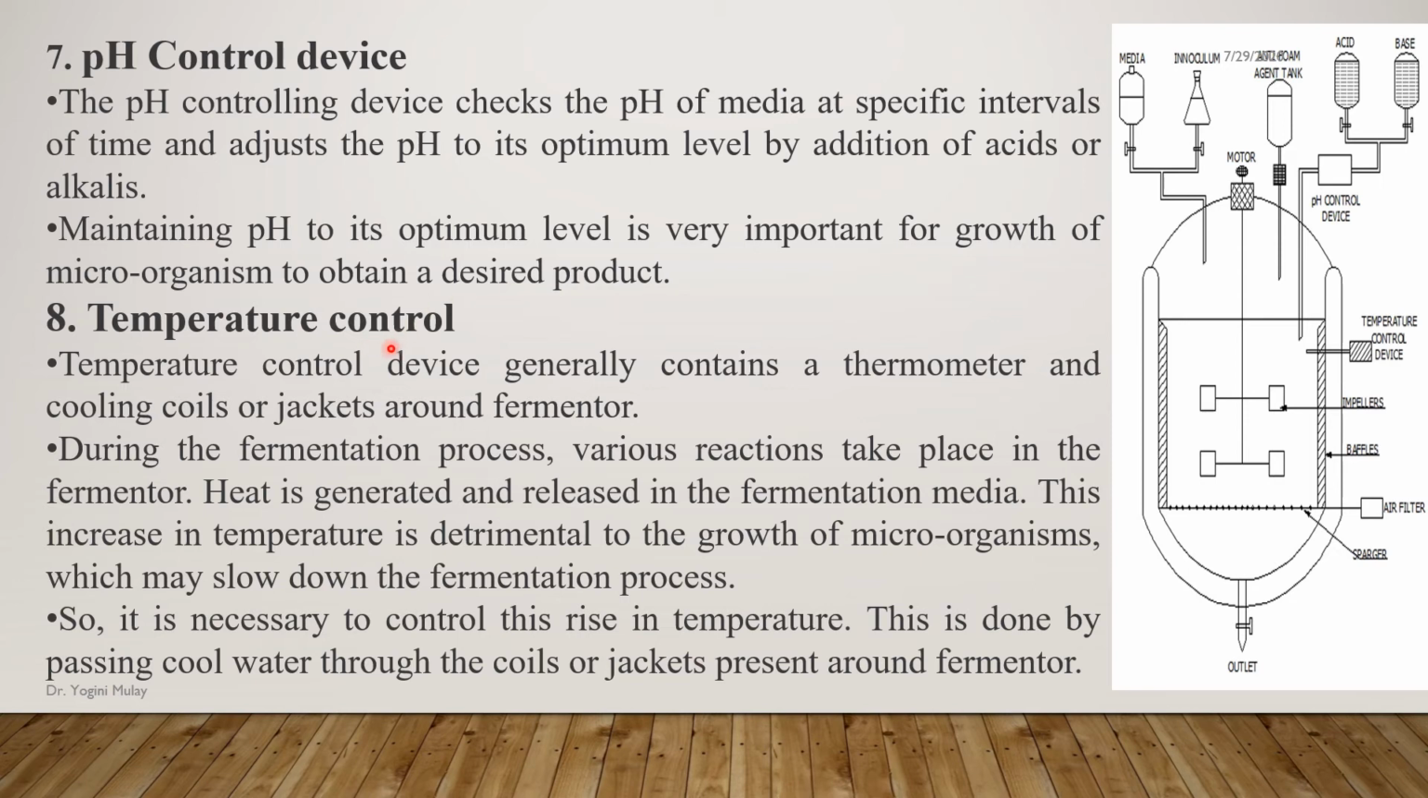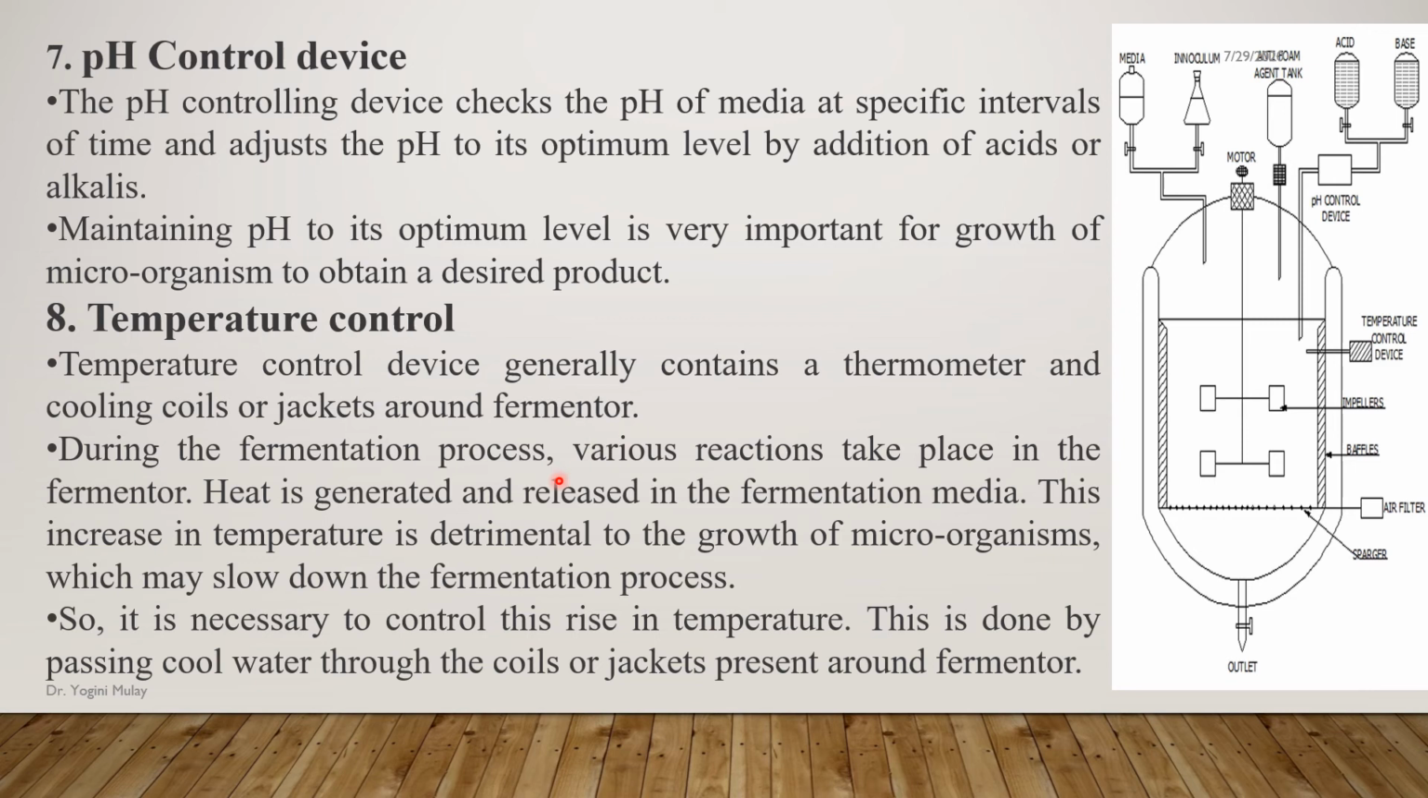Next is the temperature control. There has to be a provision to control the temperature throughout the fermentation. So this is the temperature control device. This is a thermometer which is inserted in the medium, and it continuously or intermittently checks the temperature of the fermentation medium, and accordingly there has to be a provision for cooling as well as to increase the temperature. See, the temperature control device generally contains a thermometer and cooling coils or jackets around the fermenter.